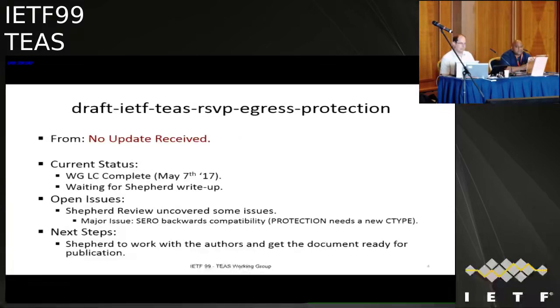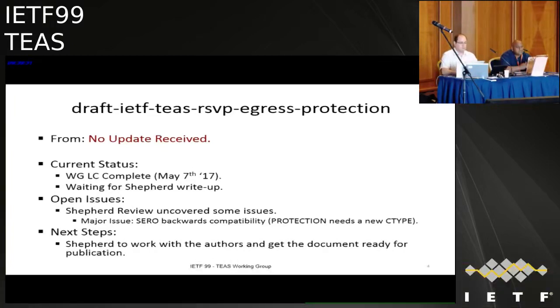Next is the egress protection document. We did take it to last call in May. There was consensus to move forward with this. At this point, we are waiting on the Shepherd write-up. I'm the Shepherd. I wanted to put in a publication request for this before this meeting, but unfortunately ran into some issues. There's one major issue with respect to SCRO backwards compatibility. There's the protection object that shows up as a sub-object under SCRO.